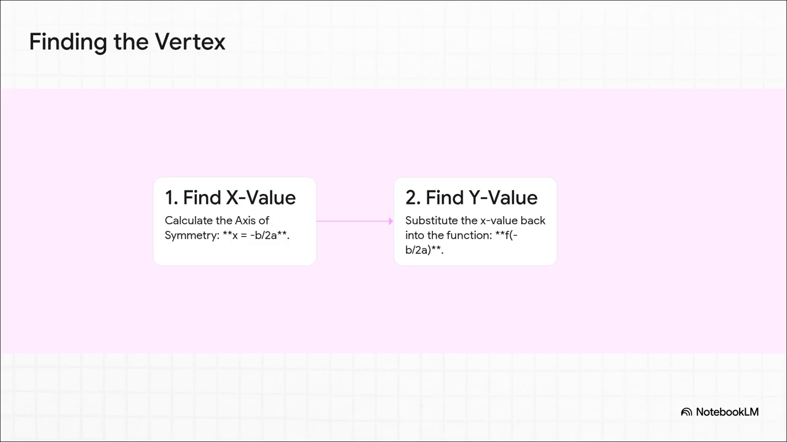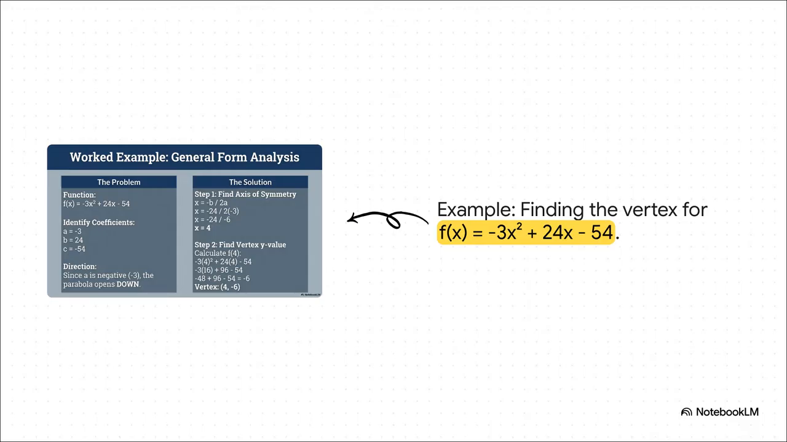Second, you just take that x value you just found and plug it right back into the function to solve for y. That's it. Let's see how it works with an actual function. Using our little two-step formula, we first calculate the x value, which gives us an axis of symmetry right at x equals 4. Easy enough. Then we plug that 4 back into the equation to find out what y is.